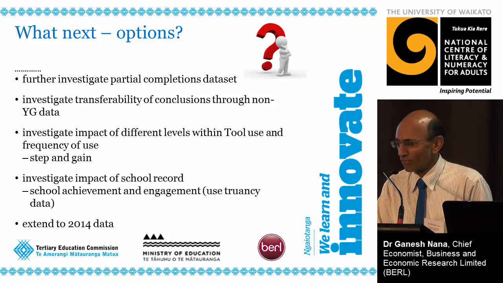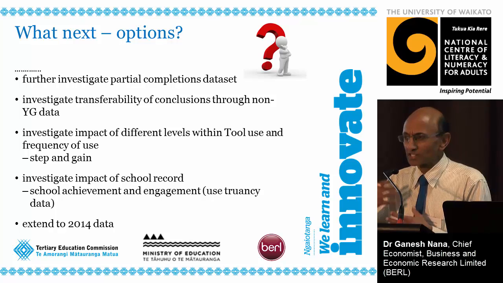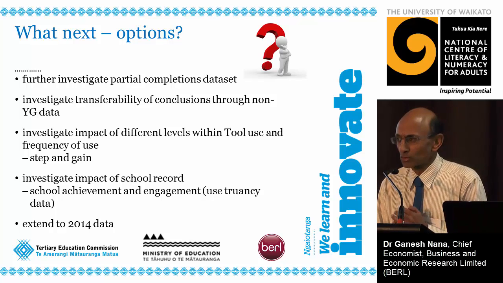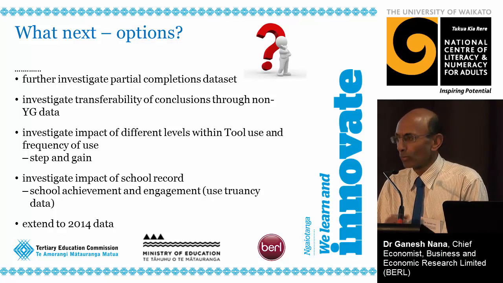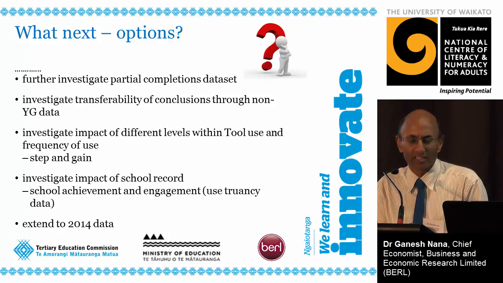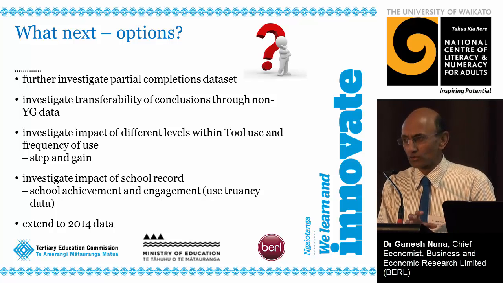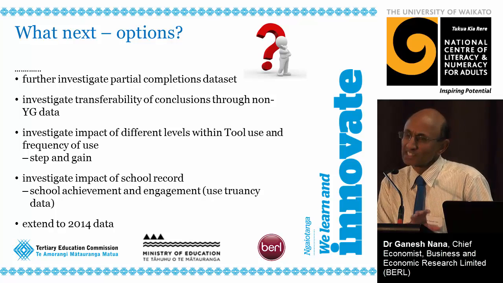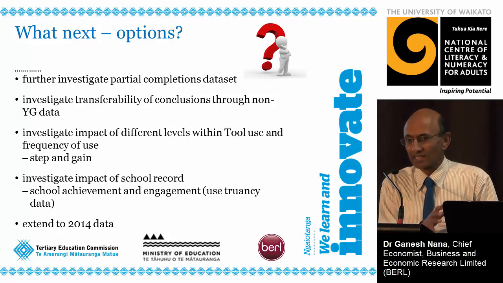Last, my final comments. In terms of what we could do next, we could go and spend a lot more time trying to explain that partial completions data set. I've got a few options in there, but I'll leave that for you to think about as to whether that's more important. I've already said in terms of my line in the sand, I think what's far more important is the youth guarantee data is one. Some might say peculiar characteristics of that data set.